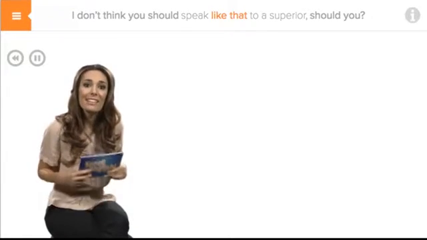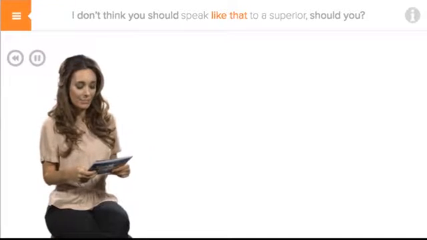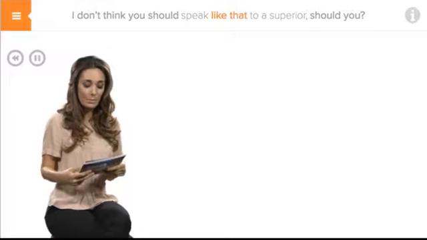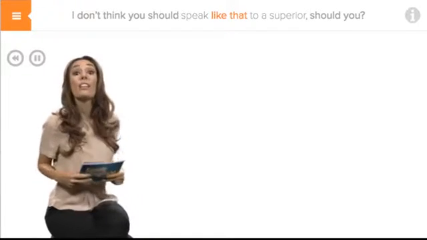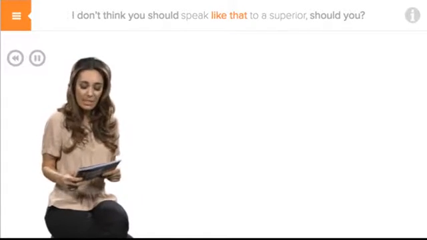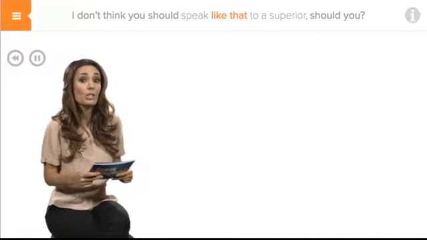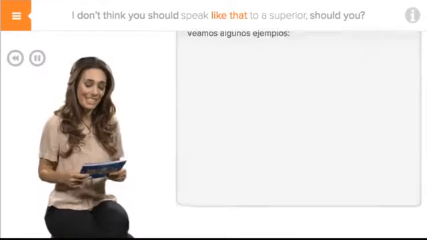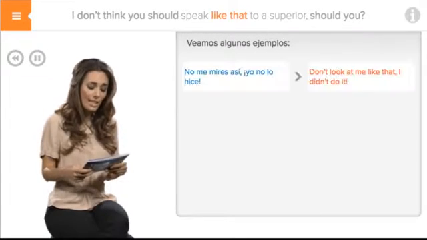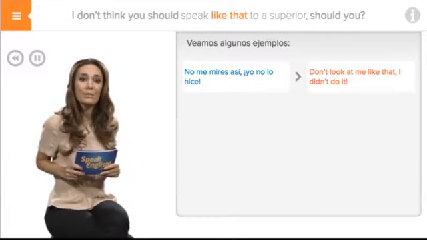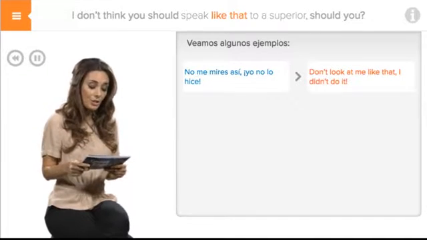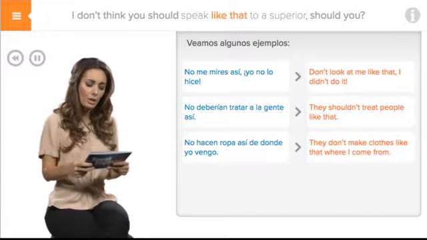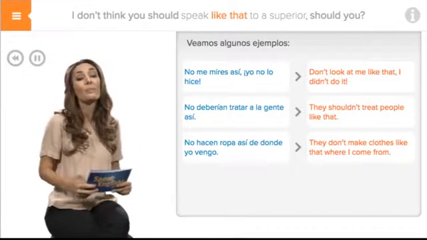Tenemos varias formas de decir así en inglés. Básicamente, si queremos decir de esta manera, diremos like this o this way. Y si queremos decir de esa manera, diremos like that o that way. Veamos tres ejemplos. Don't look at me like that. I didn't do it. They shouldn't treat people like that. They don't make clothes like that where I come from.